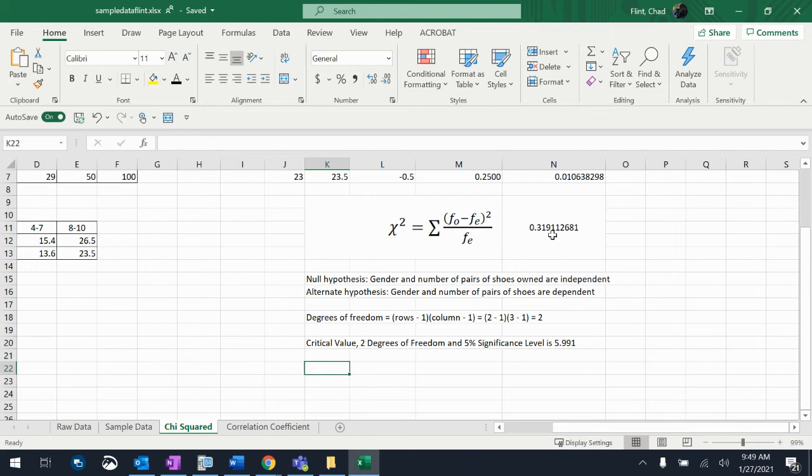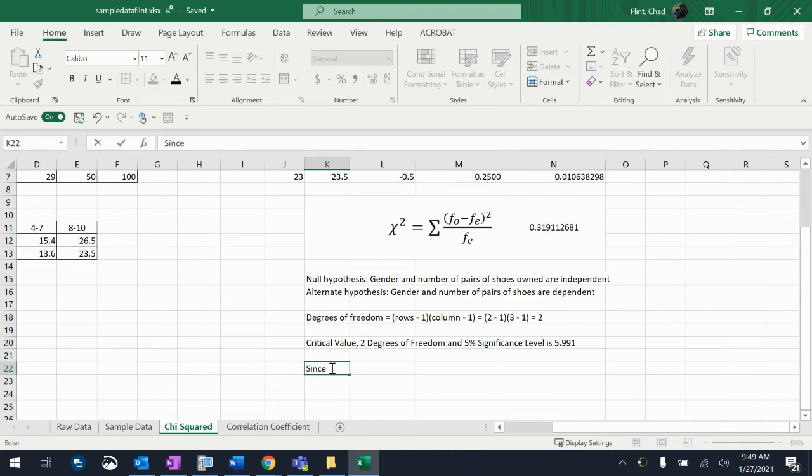So then I'm going to put down what my conclusion is here. All right, my chi-squared value is 0.319 whatever. My critical value is 5.991. So my value is way under. And remember, if your chi-squared value is under the critical value, you accept the null hypothesis. So I'm just going to put this down. Now this is just notes for me to put into my paper.